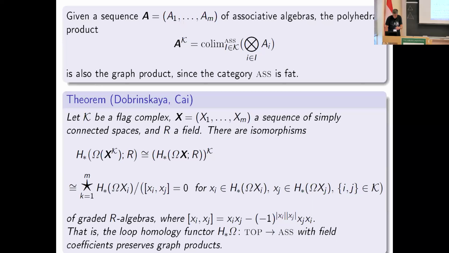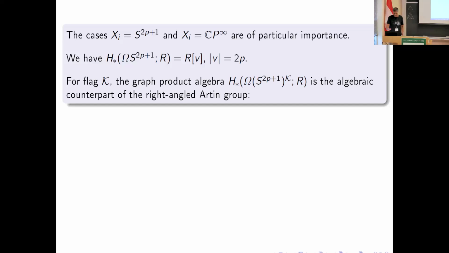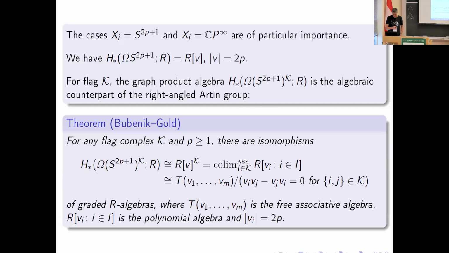So now you have enough functors that map between different gadgets, different polyhedral products or different graph products. And you can actually prove something just out of the merely functorial properties of these constructions. So, the particularly important cases are odd-dimensional spheres and infinite dimensional projective spaces. Because the loop homology of an odd-dimensional sphere is a polynomial algebra in one generator of even degree, if you do the appropriate graph product of algebras, you can think of it as an algebraic counterpart of the right-angled Artin group.